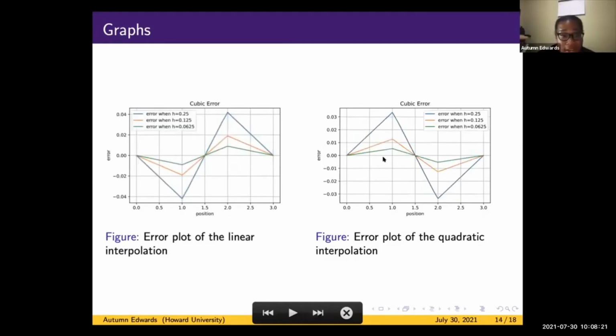And then in our error for the cubic linear interpolation, we see again how the error of 1/4 is extremely great compared to our error of just 1/16, where we have a smaller amount of error. Also in our quadratic interpolation, our error at 1/16 is even smaller than it is in our linear interpolation.